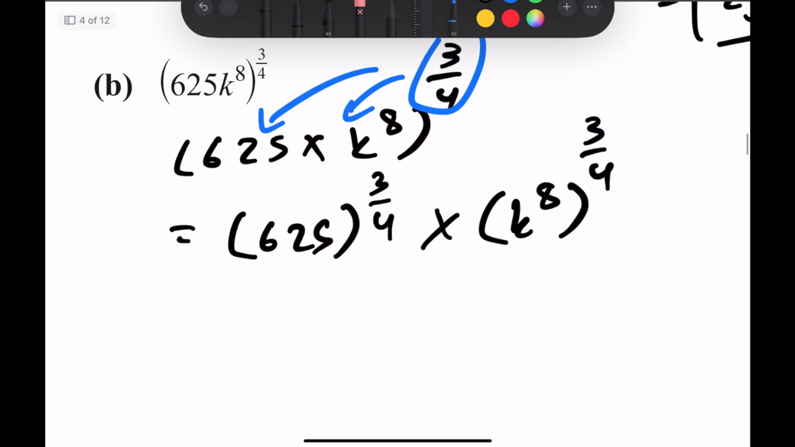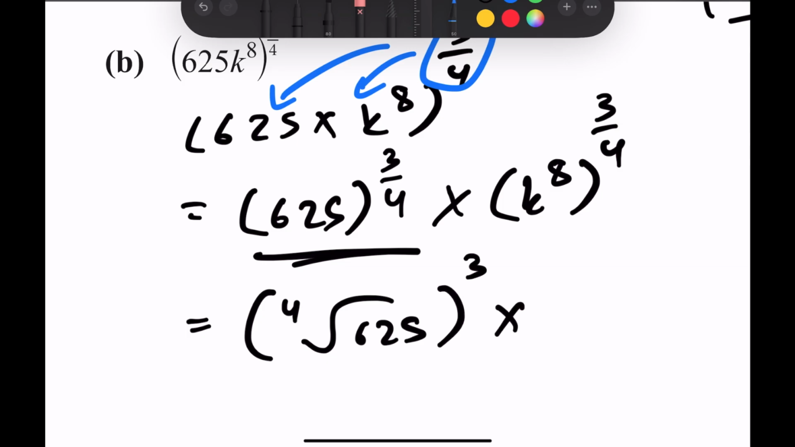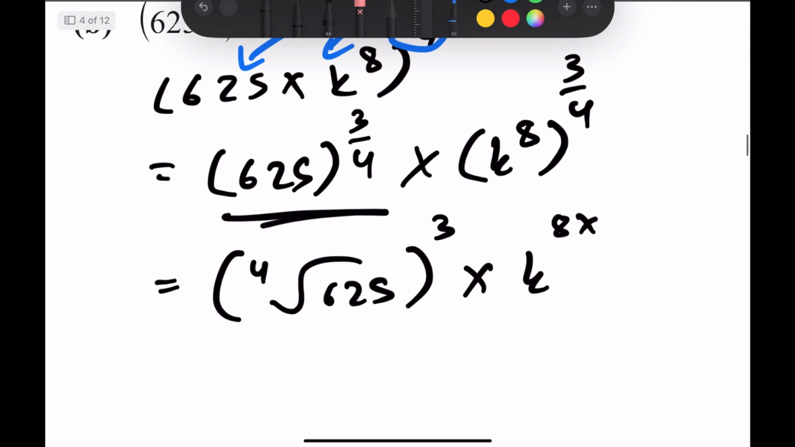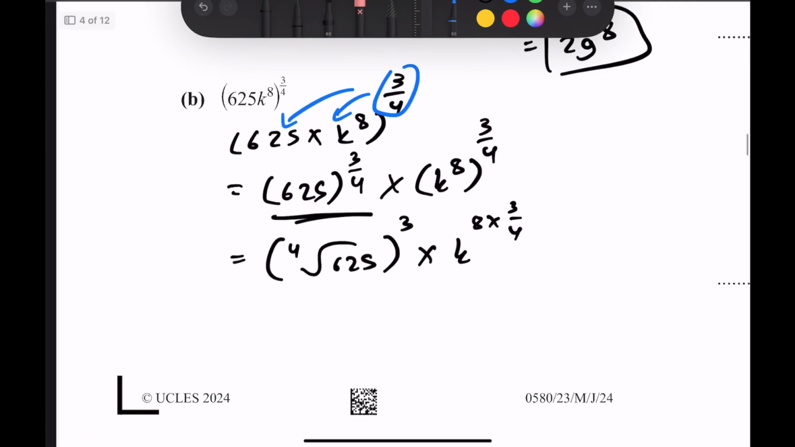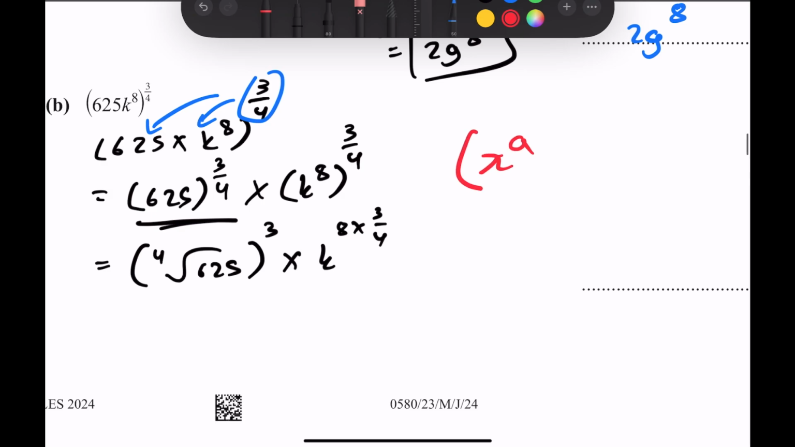And so for the left term, this is essentially equal to the root to the fourth of 625, to the power of 3, times k to the power of 8 times 3 by 4. This is because I'm making use of a second exponential rule, which is that if we have x to the power of a, and this is to the power of b, this is equal to x to the power of a times b. So this rule is being employed here in this case.